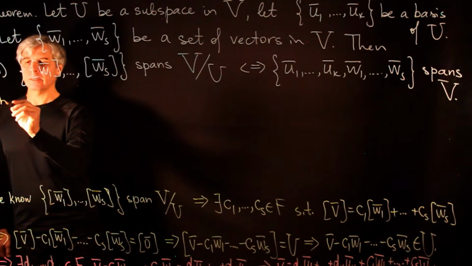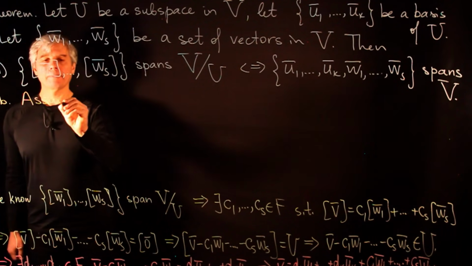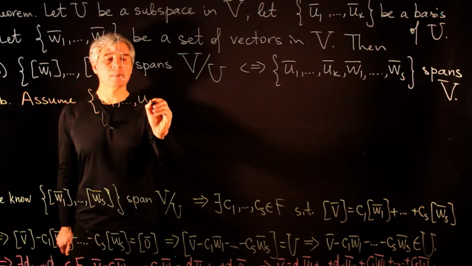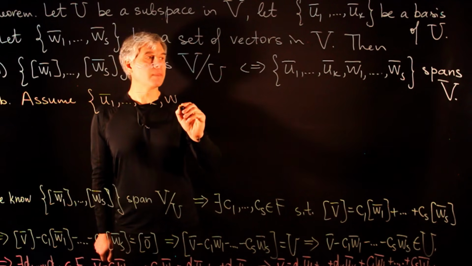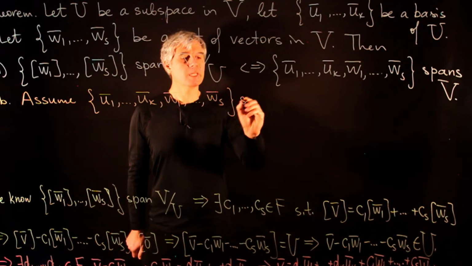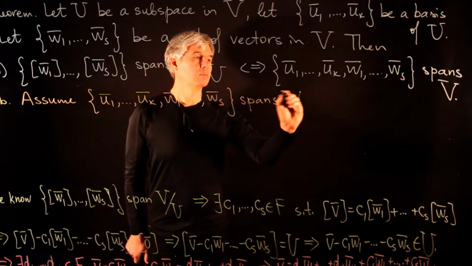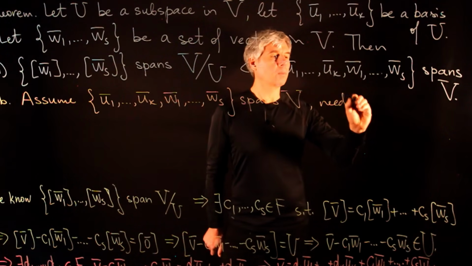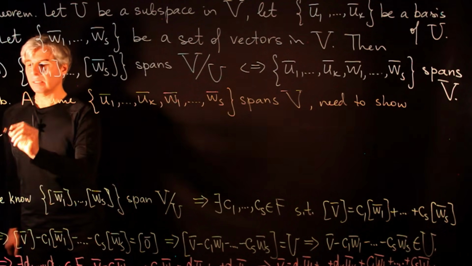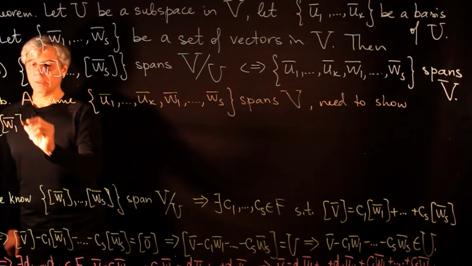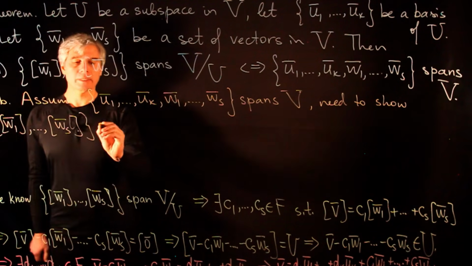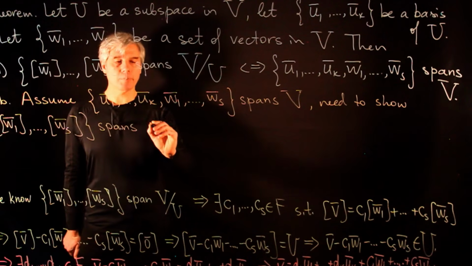So we have 1b. We assume that the set U1, UK, W1, WS spans V, and we need to show that the set of equivalence classes W1 through WS spans the quotient space.